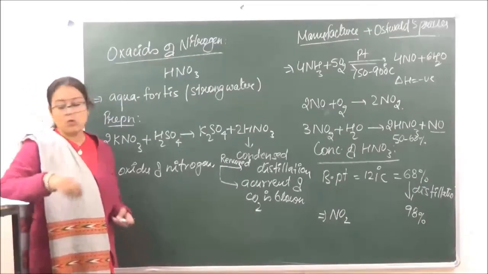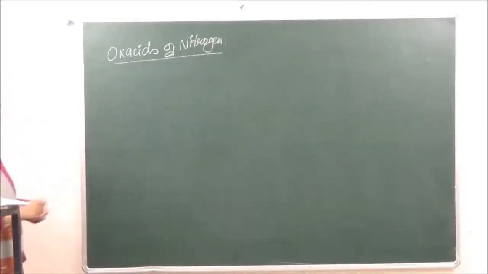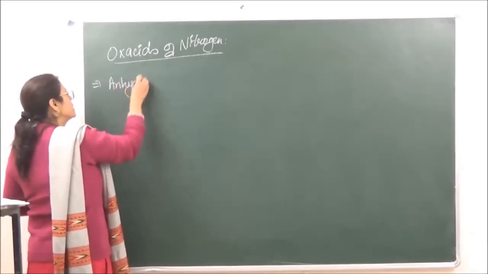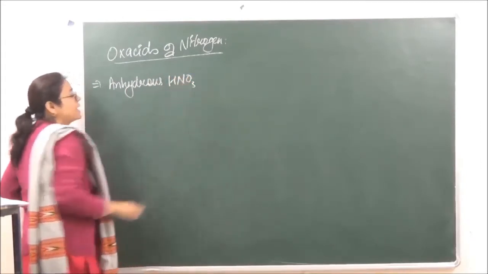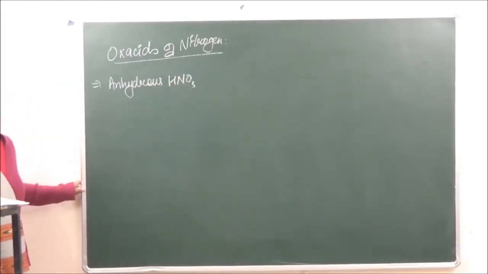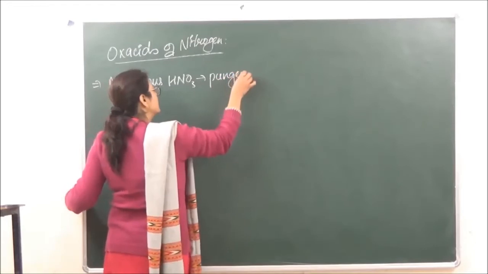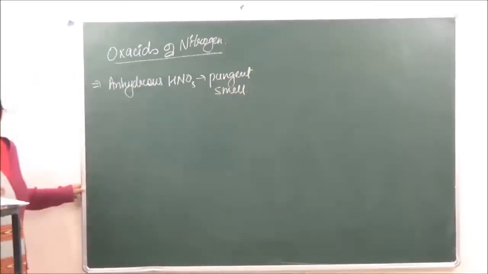ठीक है? Then let's go on to the physical properties of nitric acid. When we are doing the physical properties of nitric acid, it is seen that anhydrous nitric acid is a colorless fuming liquid, having a pungent smell, right?